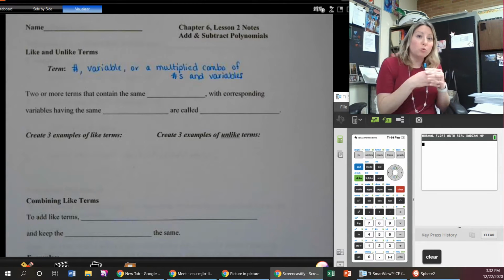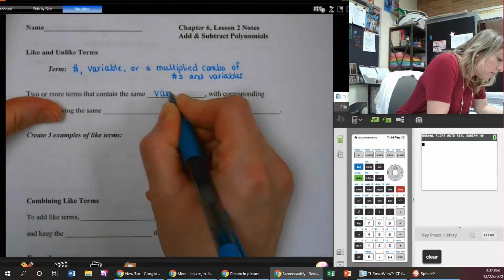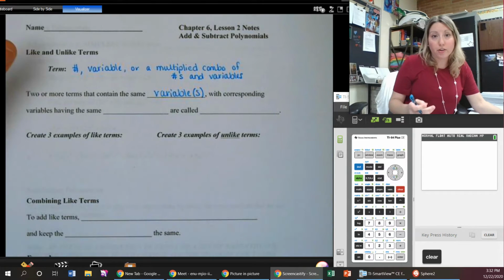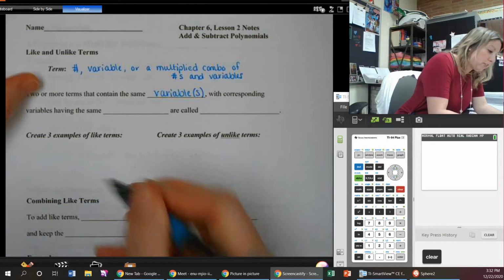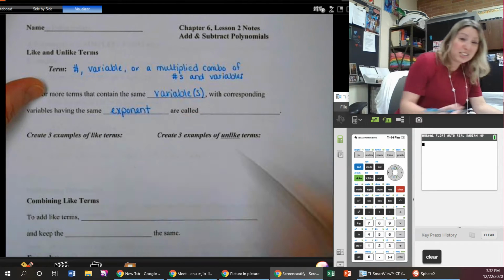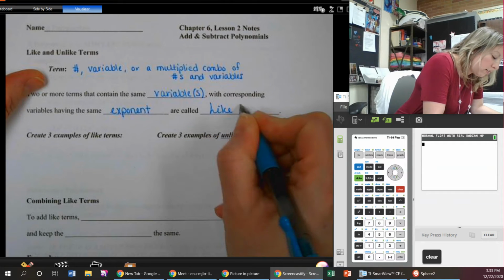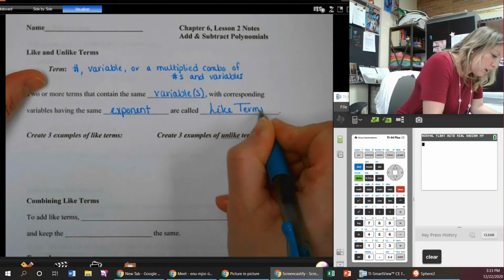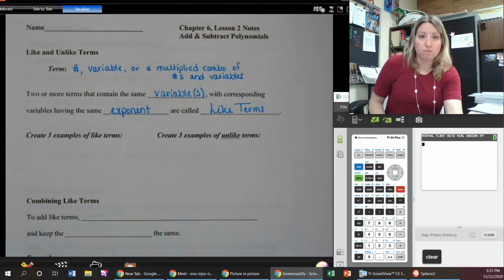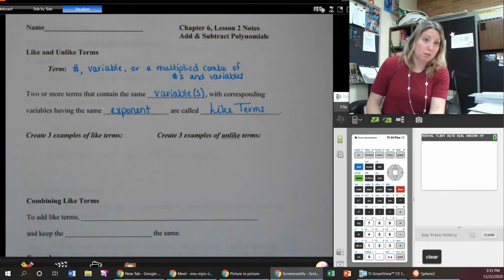Okay? So two or more terms that contain the same variable, and I'm going to put a little s on the end in case there's multiple variables, with corresponding variables having the same exponent, so raised to the same power, they're called like terms. And this is an important thing to know. We're going to create some like terms. We're going to create some unlike terms.